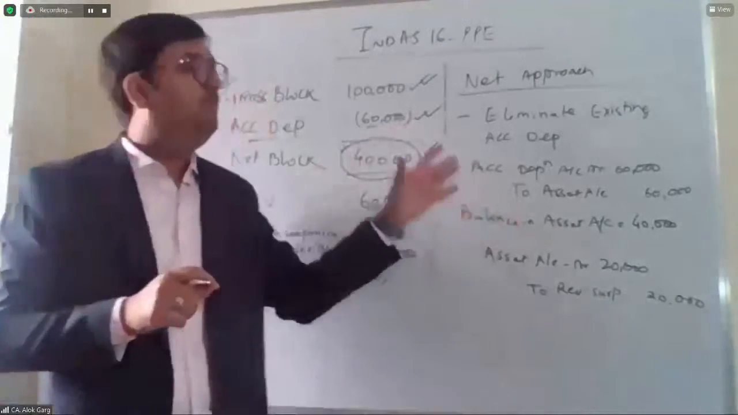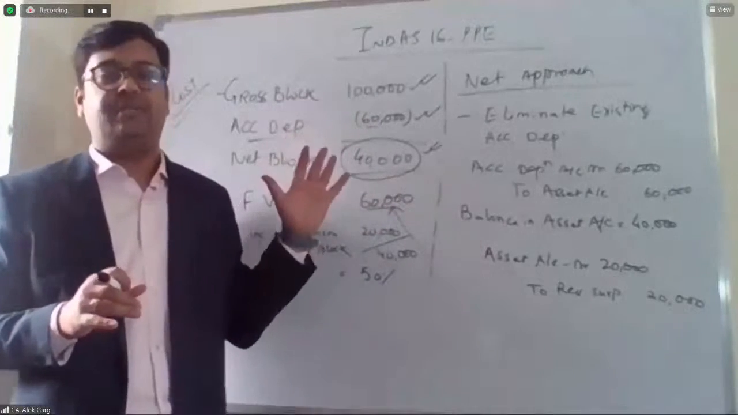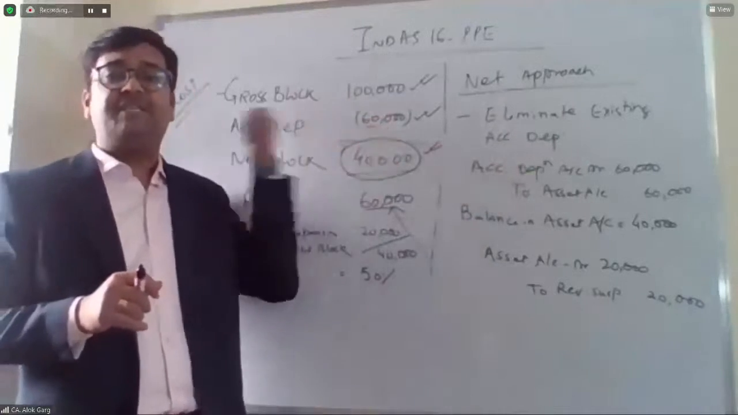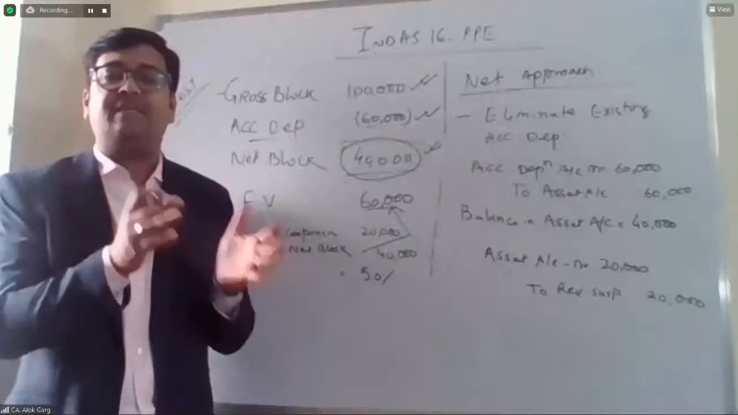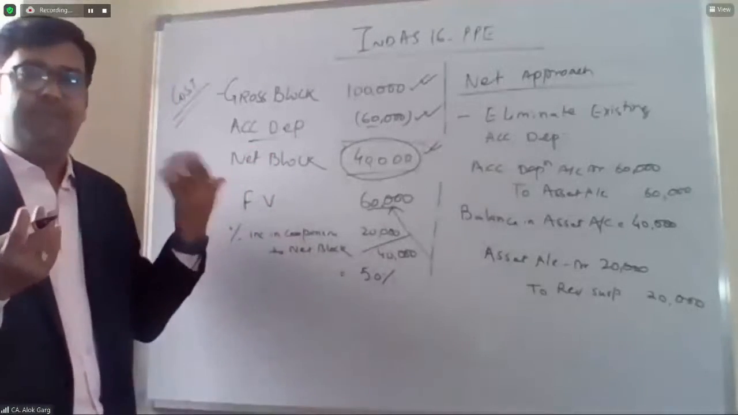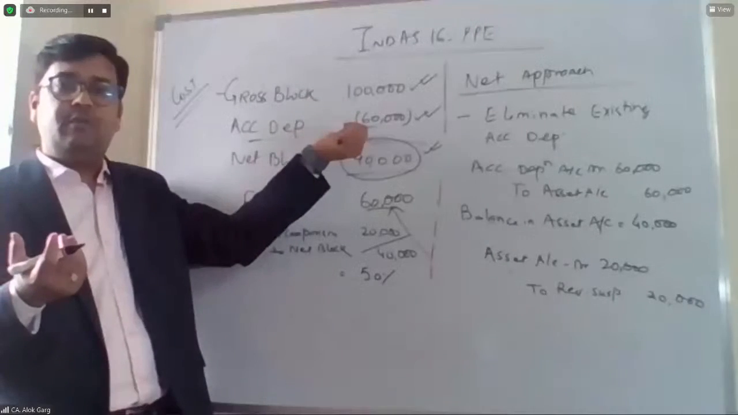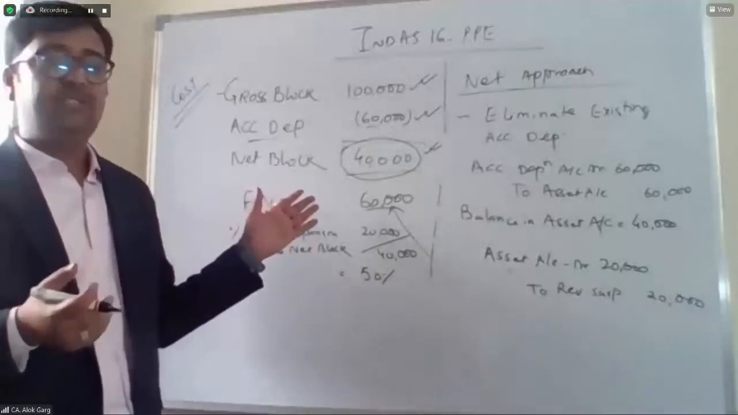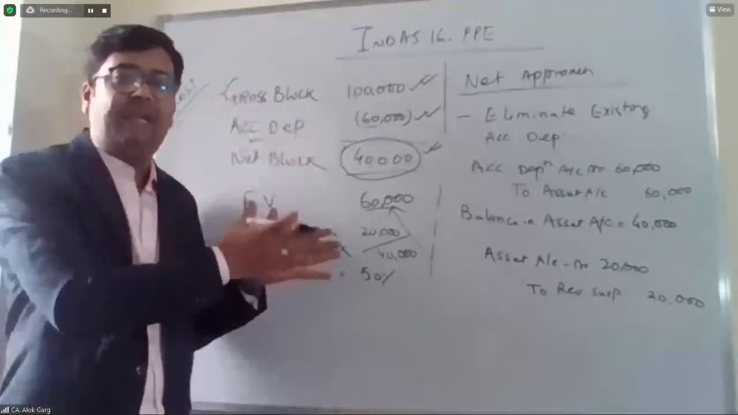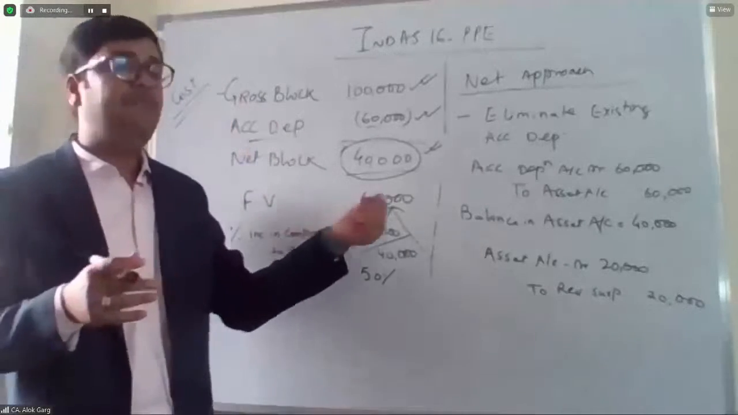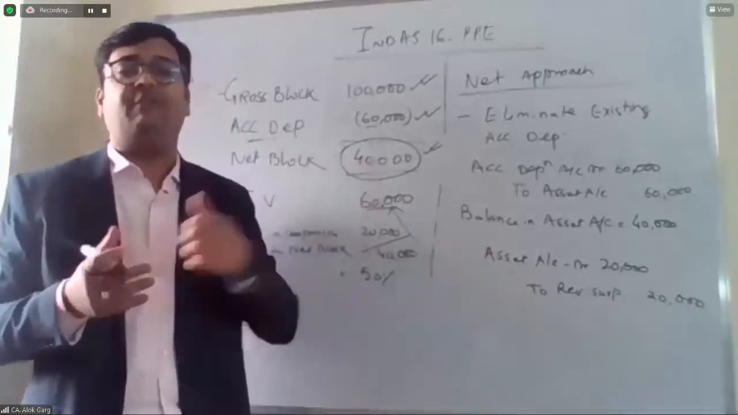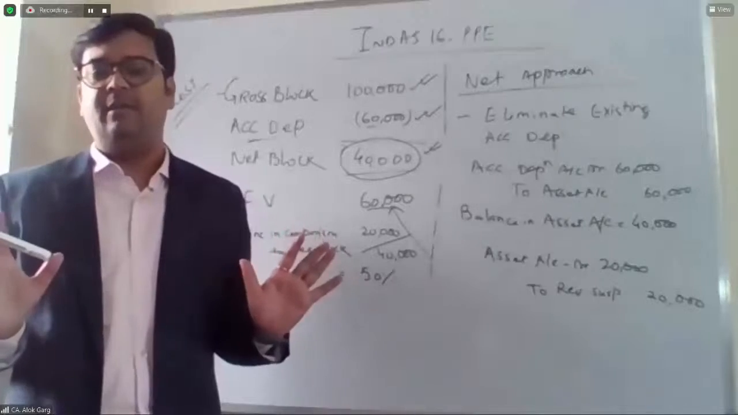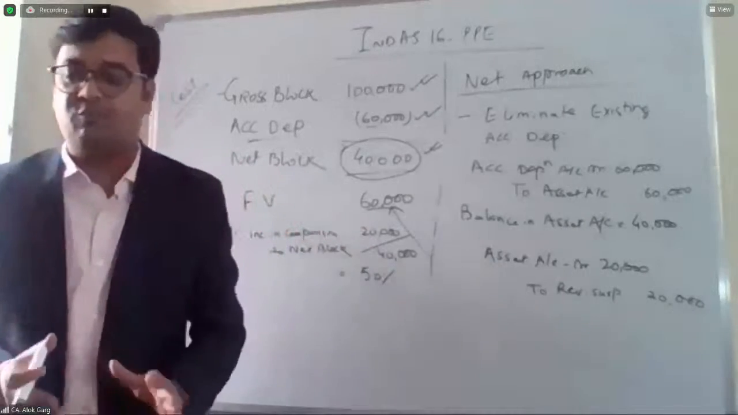In the net approach, we have eliminated the existing accumulated depreciation. So the accounting entry was accumulated depreciation account debit to asset account by 60,000, which is existing depreciation. Now the balance in asset account becomes 40,000. When you have debited your accumulated depreciation, it becomes 0. Your gross block will become 40,000 and your net block will become 40,000. After that, you compare your existing value with the revalued amount. So you have debited the asset by 20,000 and credited the revaluation surplus by 20,000. So this revaluation surplus will always be 20,000, whether going by the gross approach or the net approach.